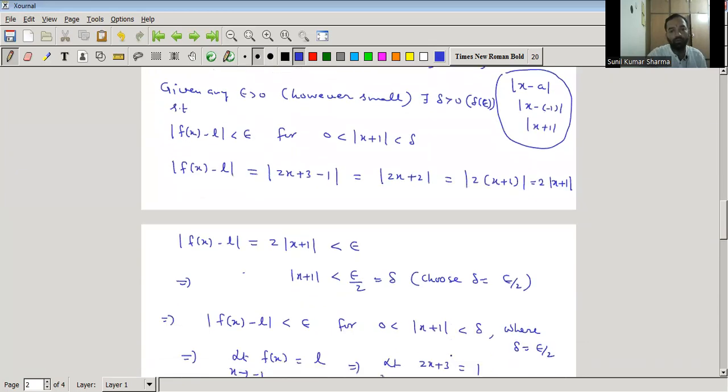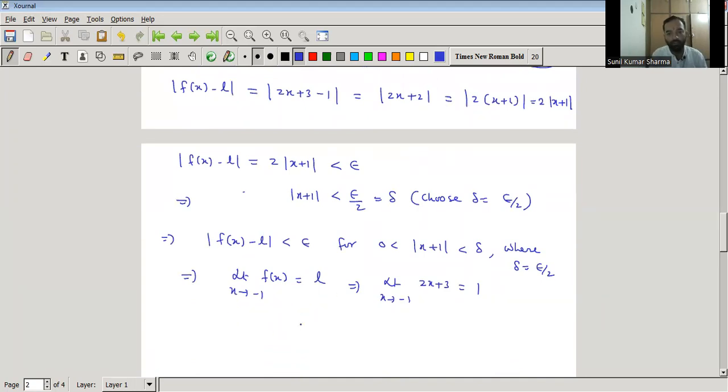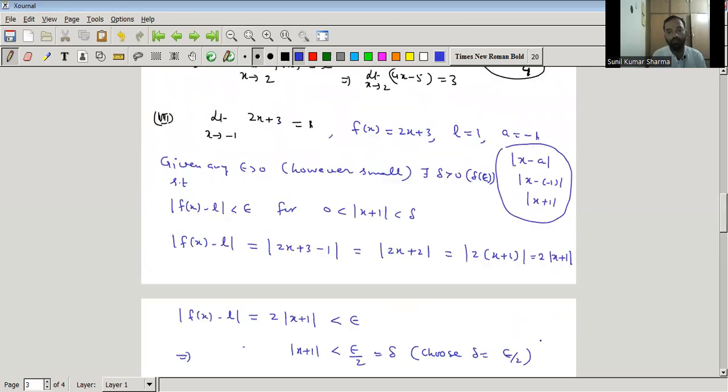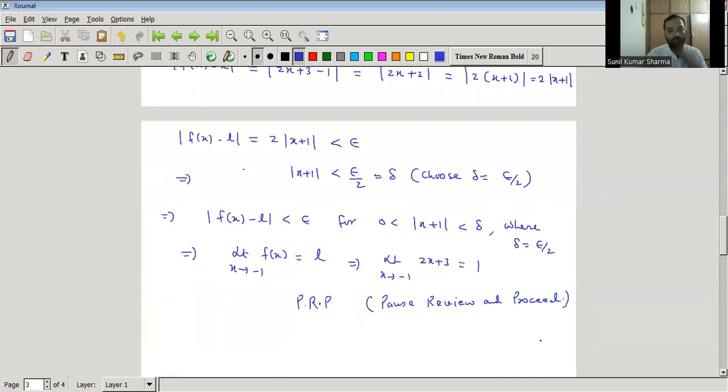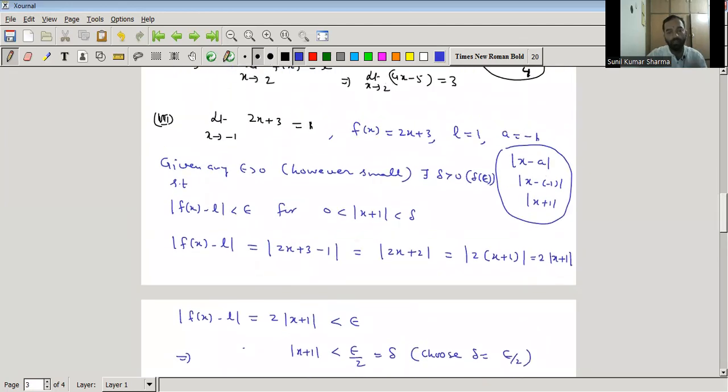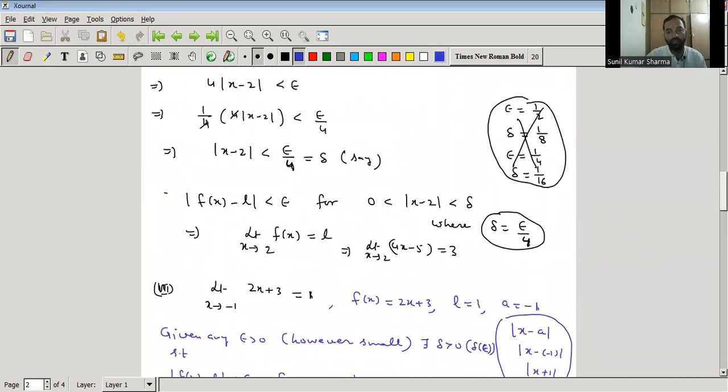Go through these two examples: PRP, pause, review, and proceed. Pause, review, and proceed. So take a pause of 2 to 3 minutes and then revise the part. If you have any difficulty, go through the previous video lecture and then try to use the definition.